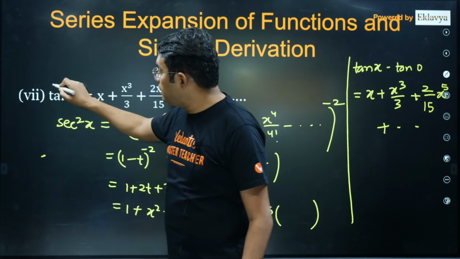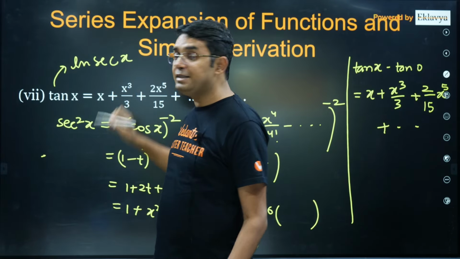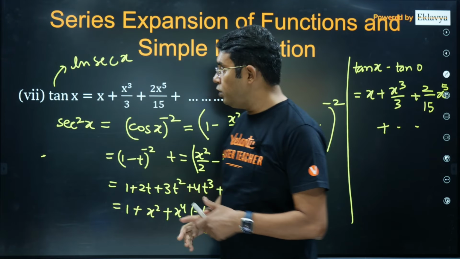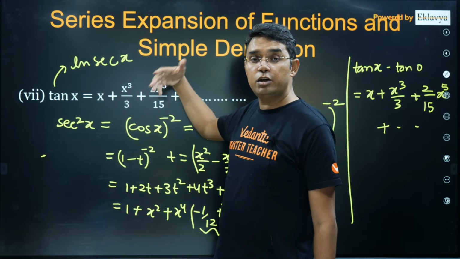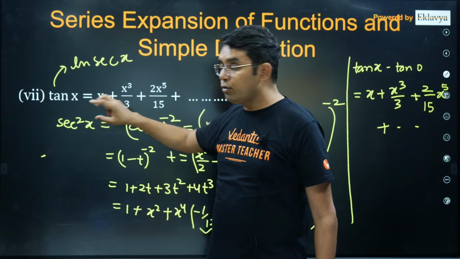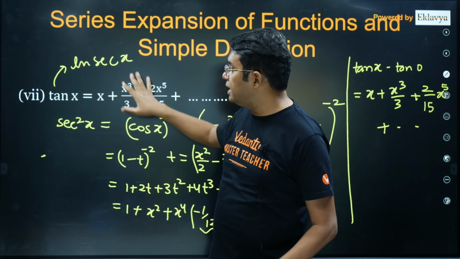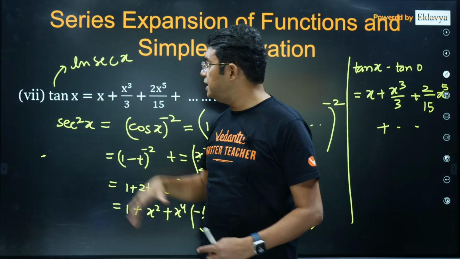Now from tan x, if you do the integration, you can get the expansion of ln secant x also, because its integration is ln secant x. What you have to do, you just have to integrate the right hand side, will give you the expansion of ln secant x. You just have to take integration from 0 to x. So this will give you the expansion of ln secant x.